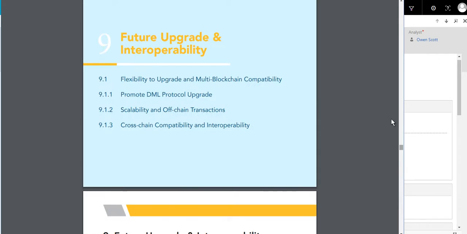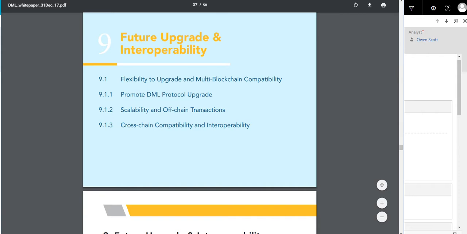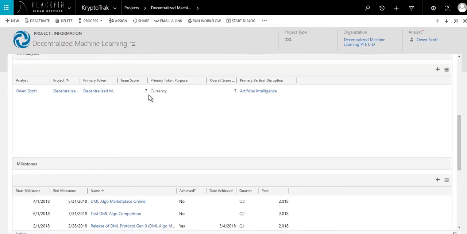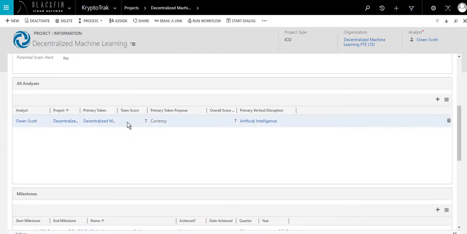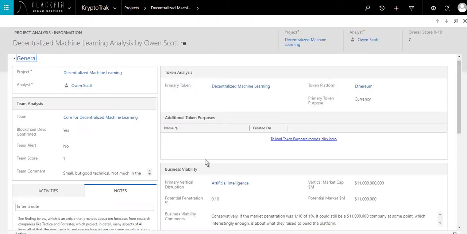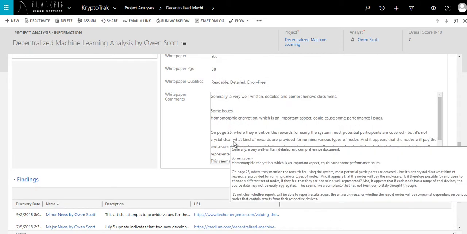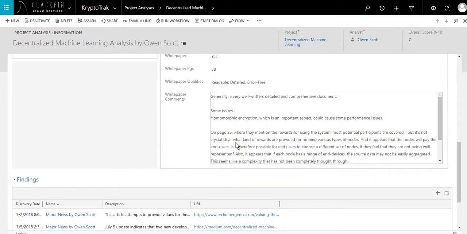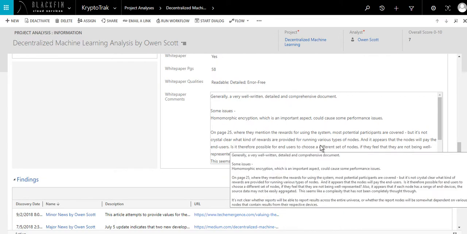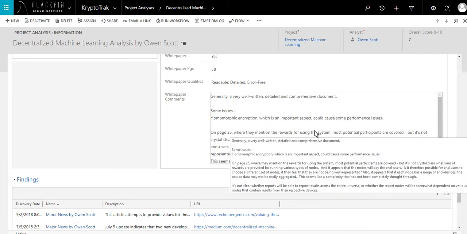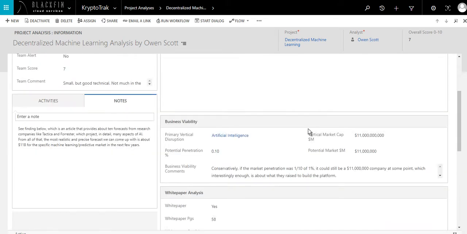So again, big white paper, well thought out, well done, well organized. Got to give it kudos. In fact, I'm pretty sure in the analysis I mentioned that. Yeah, see, readable, detailed, and error-free. So that's my, I don't have time right now, but I just feel like it's very well written, detailed, comprehensive.